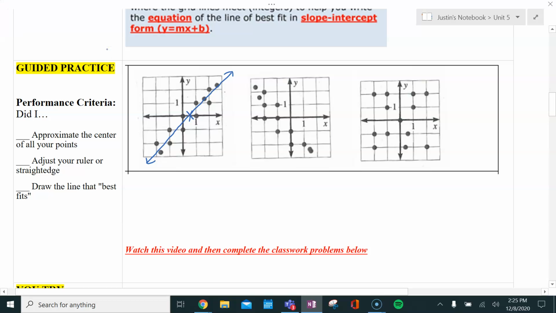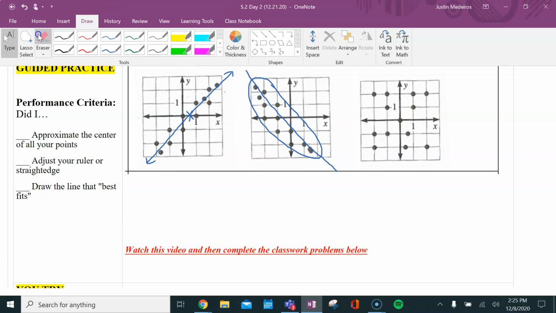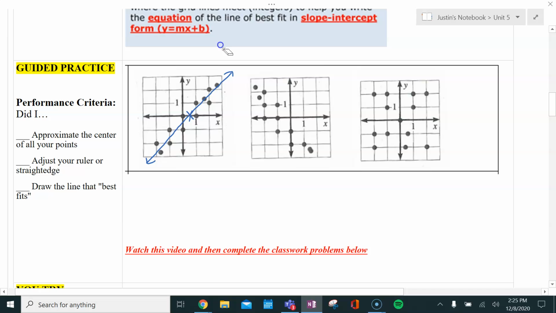For the second one, okay, another way you can do this is you can circle all of your points and then more or less cut that circle in half. Okay, I was a little bit off there, but you'll notice that if this line was to cut through these points in a downward trend, it would be about the same amount of points above the line as there is below the line.